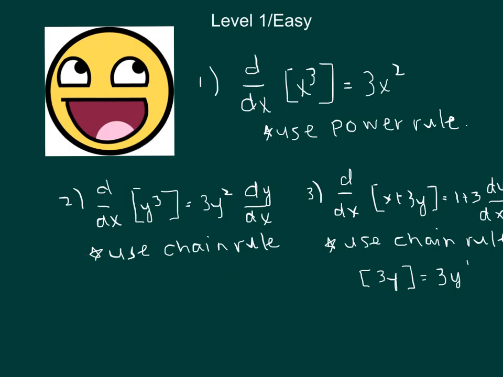Second example, y cubed equals 3y squared. Since the two variables do not agree, or since they're different, then you use a chain rule.